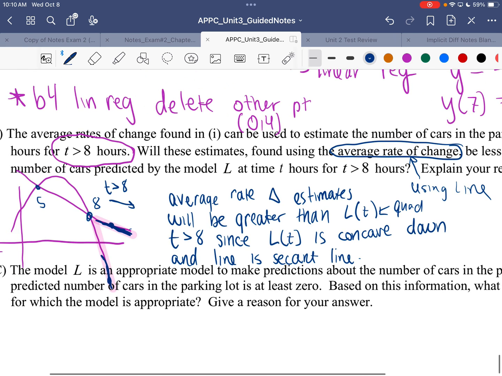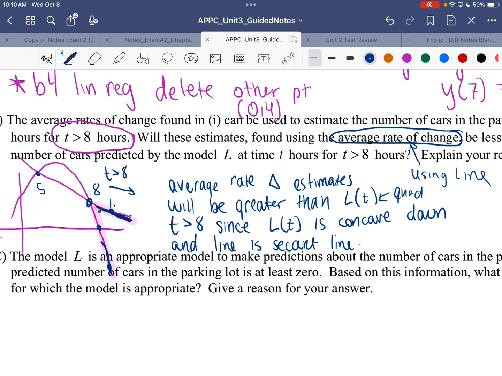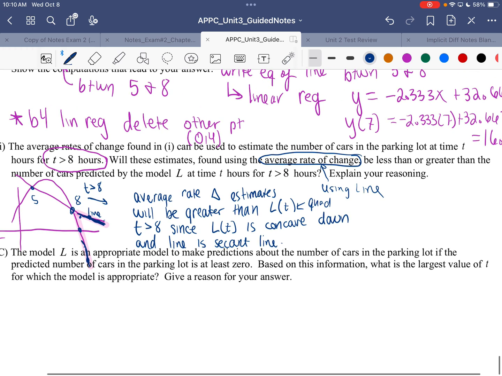So outside of, we're not between 5 and 8. Between 5 and 8, the quadratic model is going to be more than the line. We're talking about everything beyond that, where the line is actually going to be above. So the line is bigger than any of these points. Do you see how it's above? The line is higher than the quadratic. So a lot higher. Does that make sense? Okay, then C, appropriate prediction, number of cars in the parking lot.